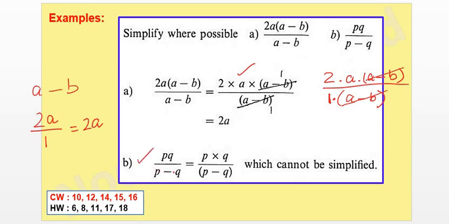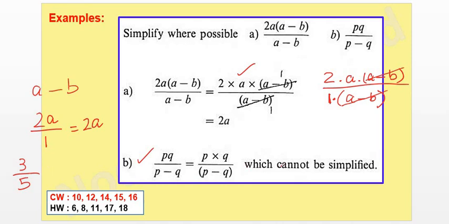Now look at the second example. Sometimes it's not possible to simplify the fractions. For example, if you have a fraction 3 out of 5, there is no common factor that can divide both of them, right? So we usually leave it like this. Not usually, always we leave it like this.